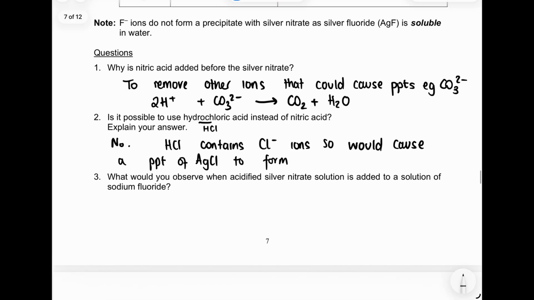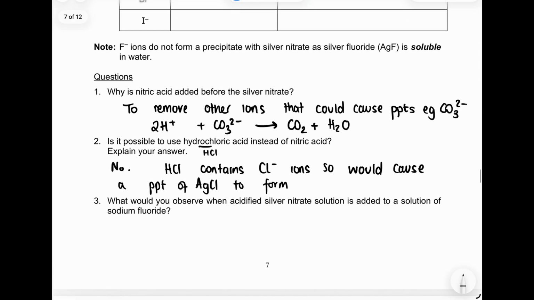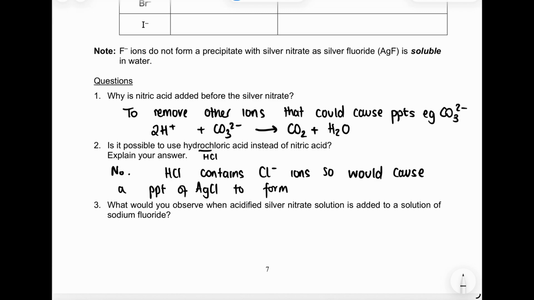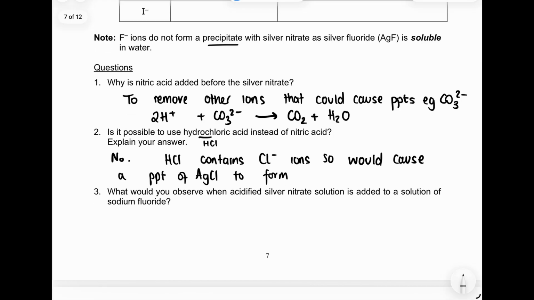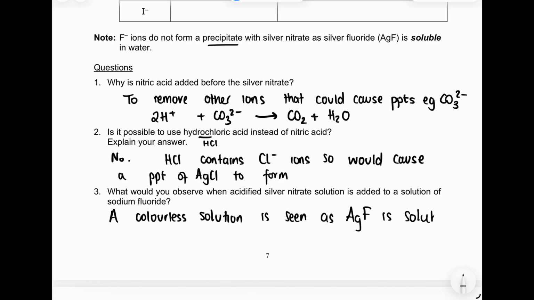and that would obscure any observation we were hoping to see from our sample. What would you observe if you added silver nitrate to a solution of sodium fluoride? Well, we got to go back up here and look at what it says here. F⁻ ions do not form a precipitate with silver nitrate as it's soluble in water. So a colourless solution is seen as AgF is soluble, not a precipitate.